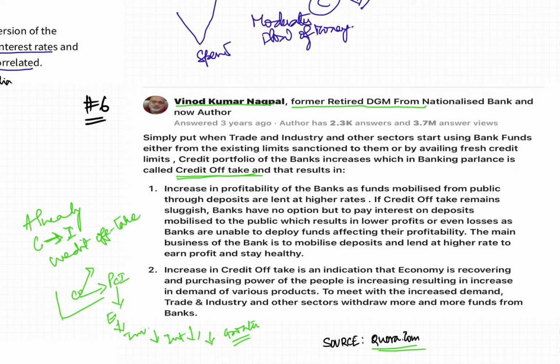What are the reasons for that? That you can understand over here. And what are the results of credit offtake? That you can understand. The second point that is more important: more credit offtake is an indication that the economy is recovering and the purchasing power of the people is increasing, resulting in an increase in demand for various products. That's what we are talking about, right?